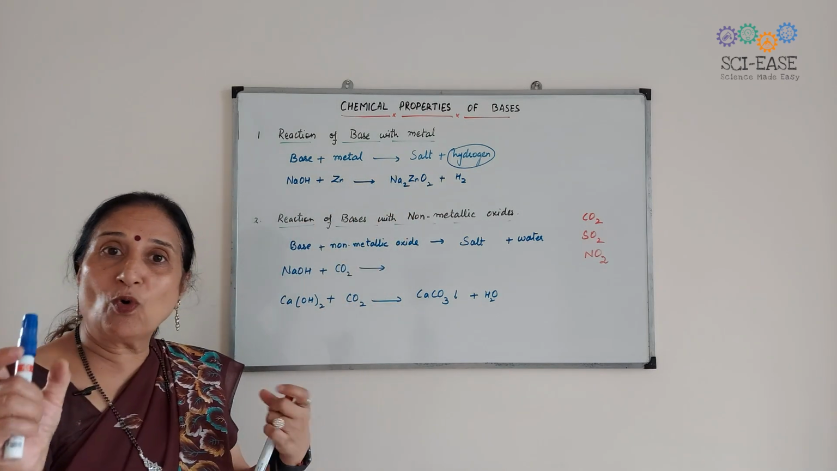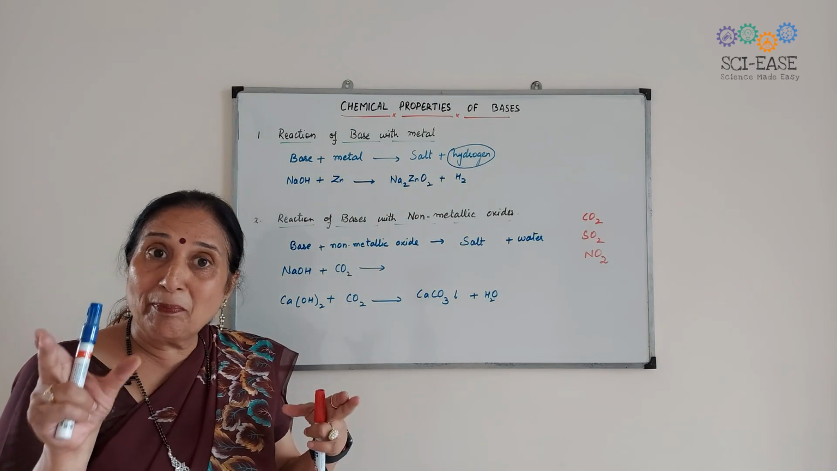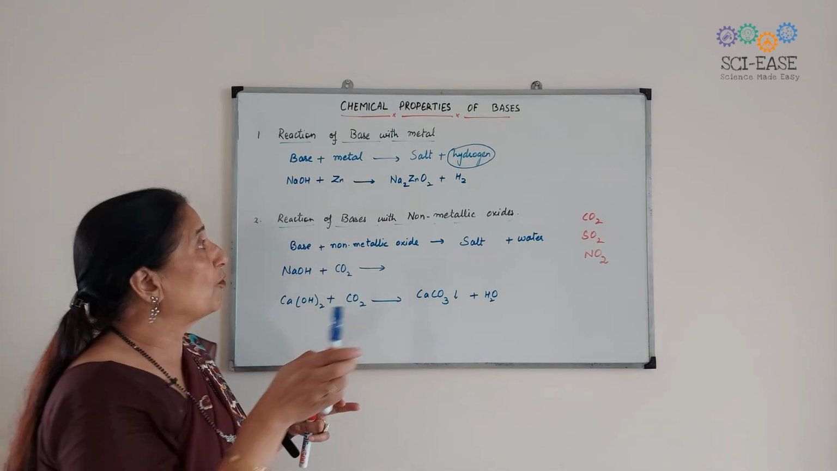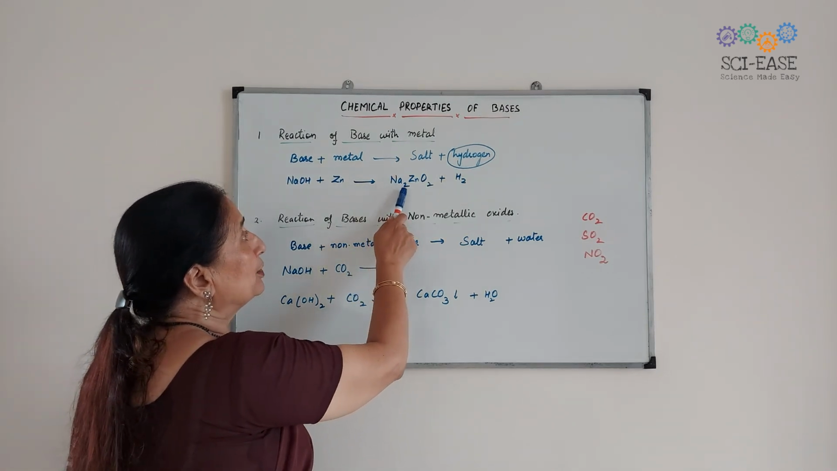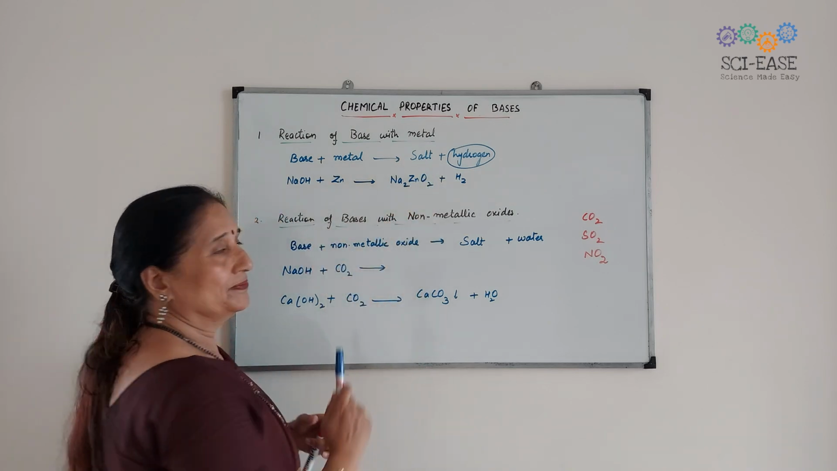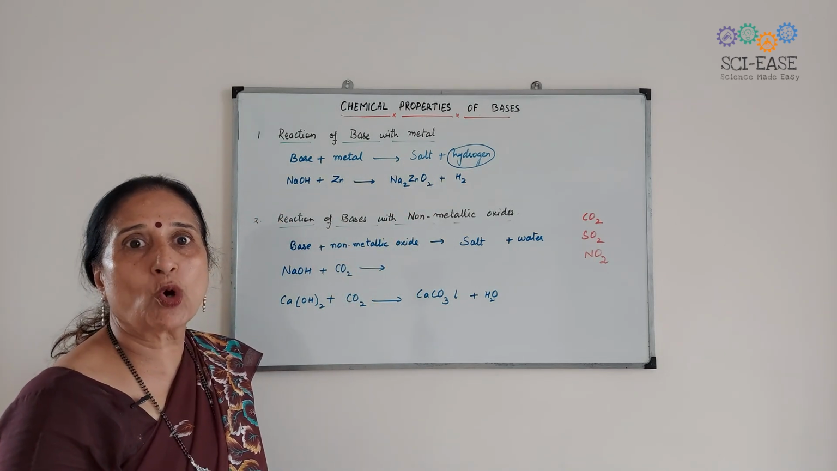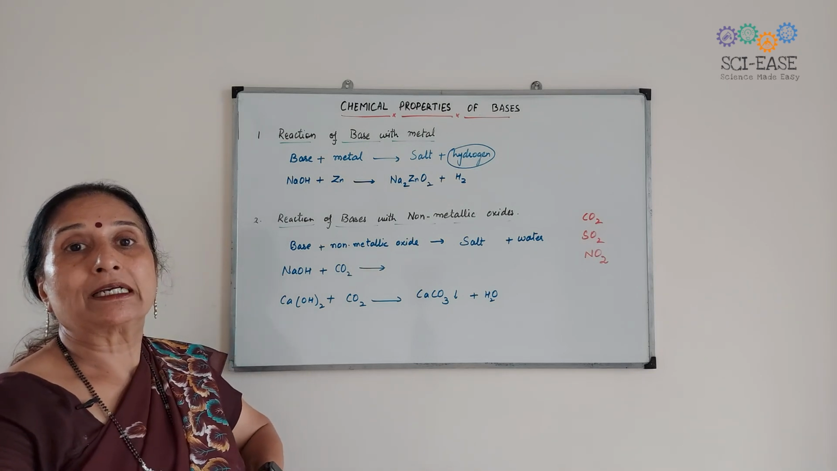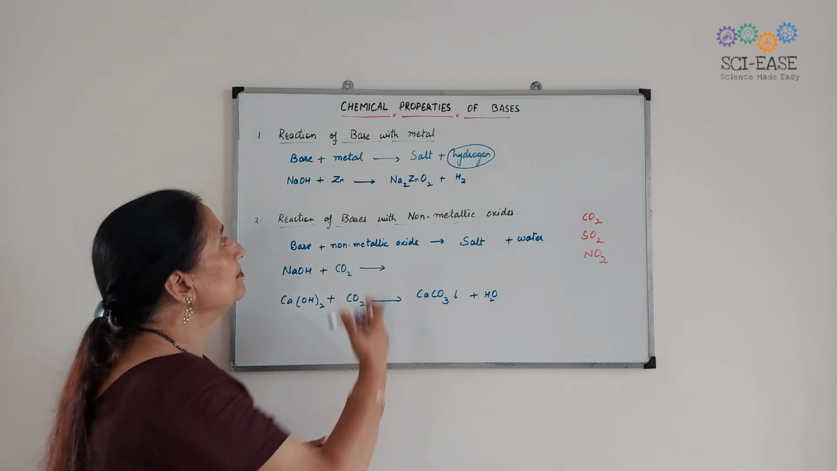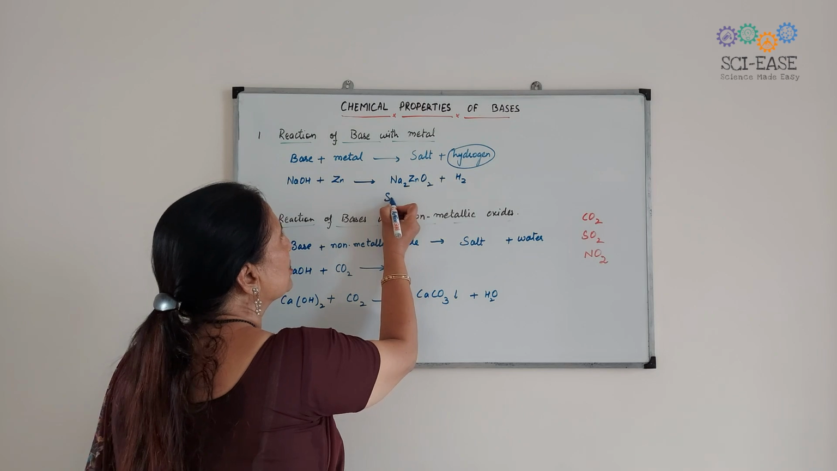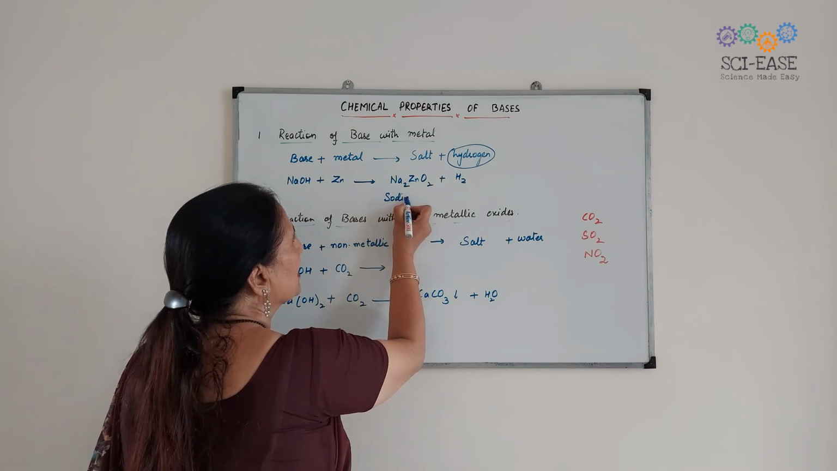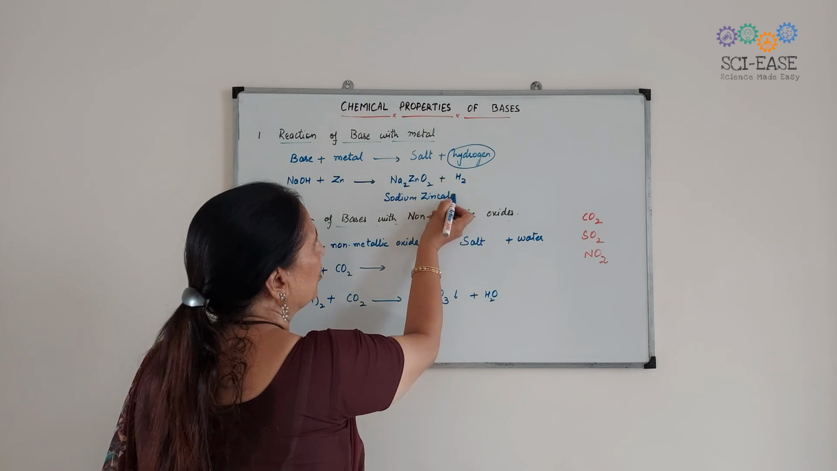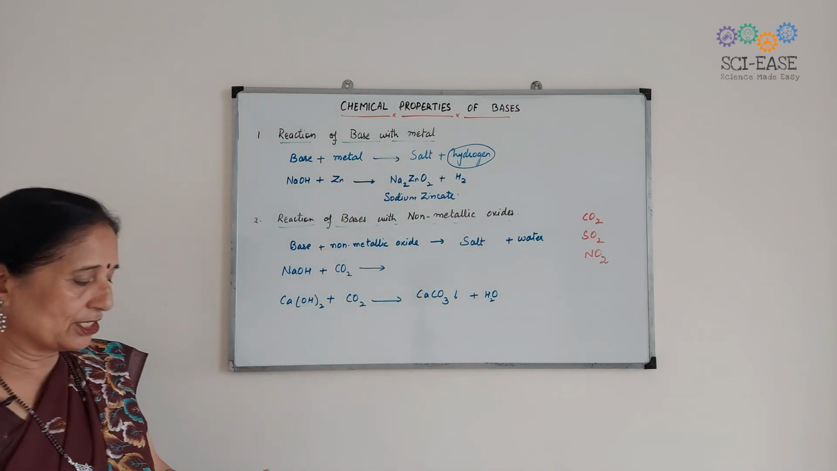that salt was very easy. Here the complex salt is formed, that is Na2ZnO2. What is the name of this salt? What is the name of this salt? The name is sodium zincate. Sodium zincate. Okay, plus hydrogen gas that is formed.